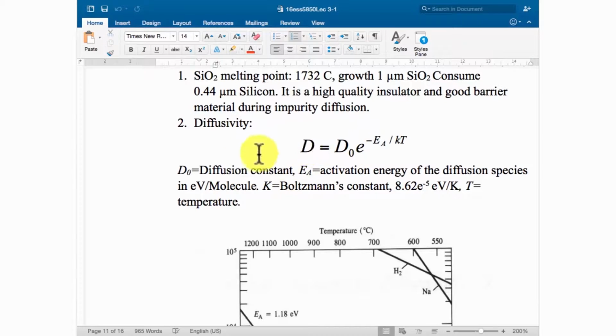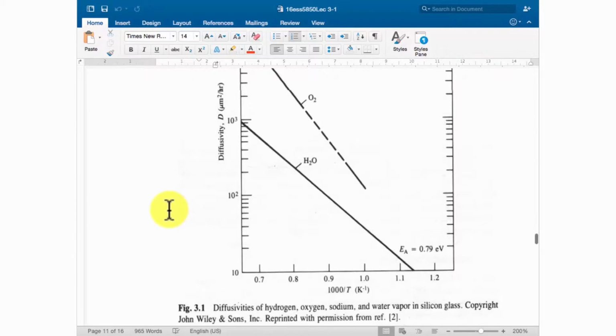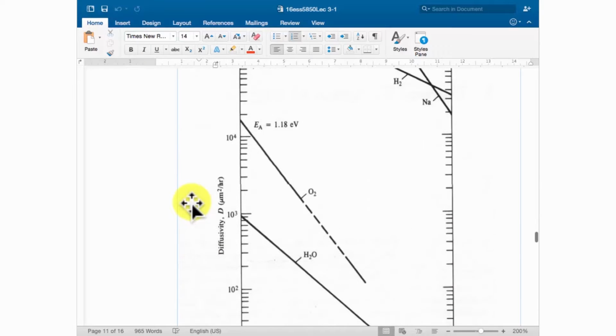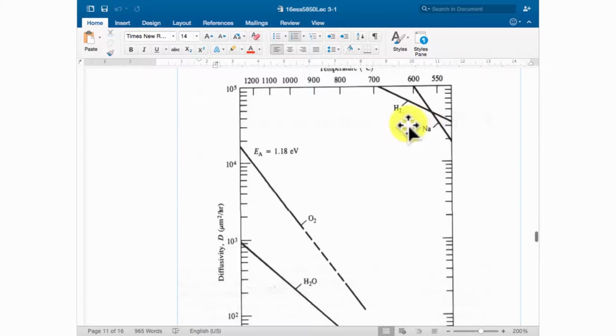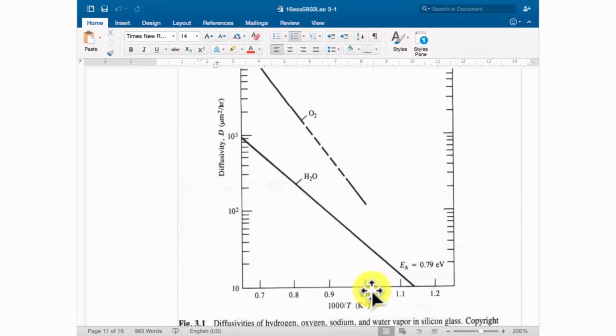So when you plot this diffusivity according to different temperatures, you can get this kind of figure here. First, this figure has been drawn with the temperature on the bottom axis inversely proportional to the temperature. So when you go in this direction, the temperature is increasing. You consider it this way, it will be easier for you to understand. So first, you see different gases: hydrogen, sodium, oxygen, water. You can see at the same temperature, for example 1,000 degrees, is here.